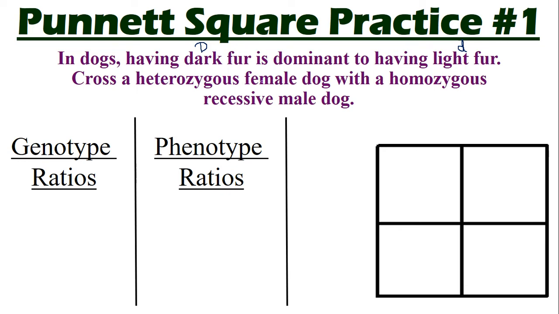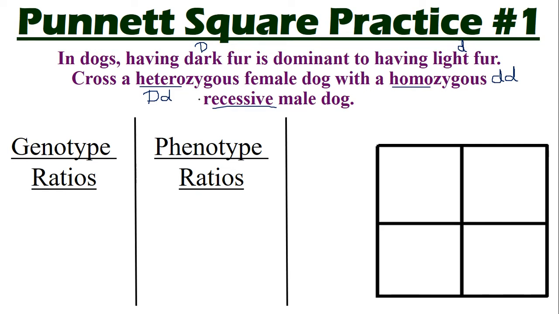So the female dog is heterozygous. You write that a capital D and a lowercase d. The male dog is homozygous recessive. Homo means same. Recessive means lowercase. So the male dog is lowercase d, lowercase d. So the first thing you do, you have to determine the genotypes of the parents.